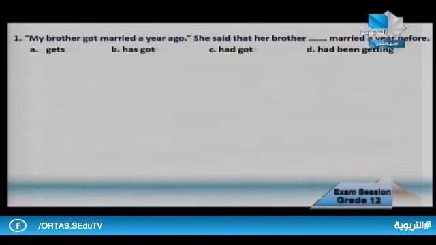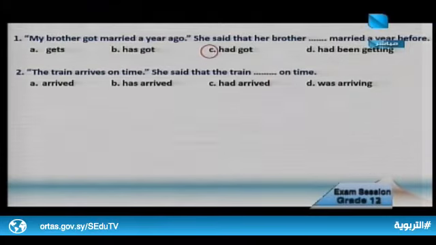Exercise about the reported speech. Number 1, my brother got married a year ago. She said that her brother had got married a year before. So we change the tenses, we take a step backward, and the adverb "a year ago" changes into "a year before".